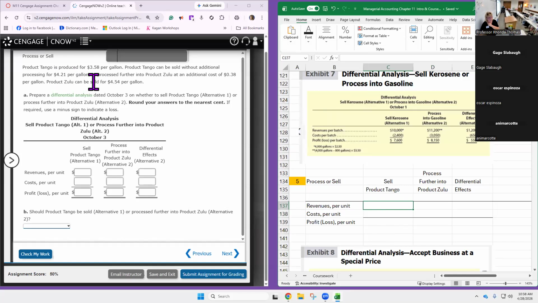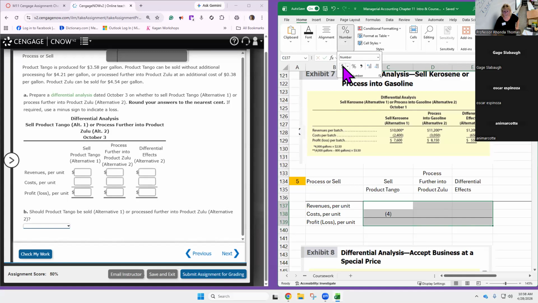Okay, let's see what, okay. Product Tango is produced for $3.58 a gallon. Okay, so that's a cost. Okay, so we can start putting in costs because I think, so we're going to put this in, 358. And that's to produce the product Tango. Okay, so let me make these into dollars. Okay, that's good enough. Okay, 358. All right.